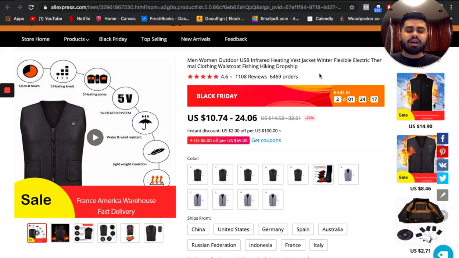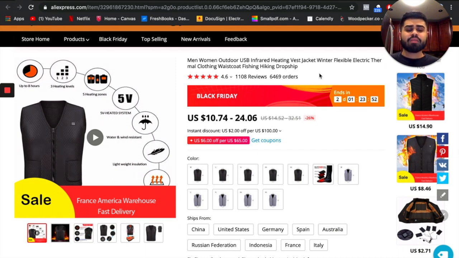So you can target those active fitness, health, and wellness type of people. But then you can also think of, who else may be constantly outdoors? How about construction workers? Construction workers are always outdoors, and they may really benefit from this vest. This vest literally keeps you warm. It's a heated vest, basically.